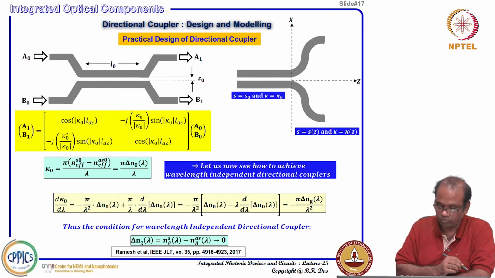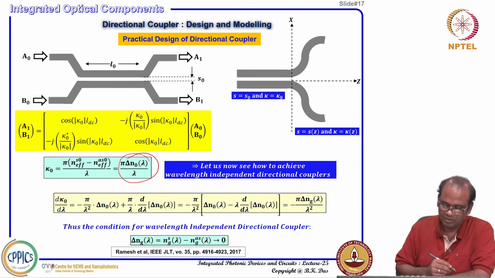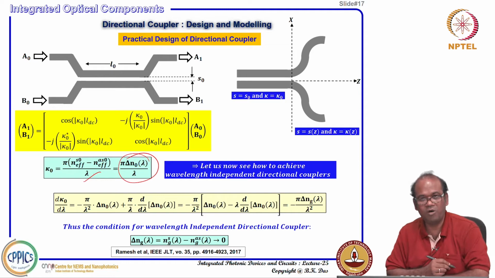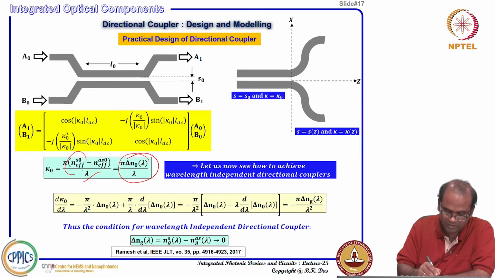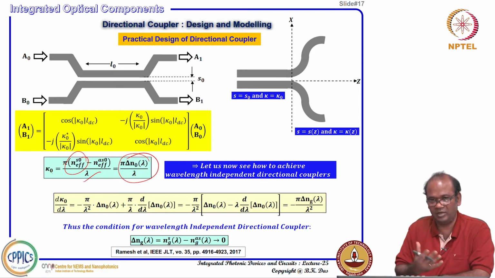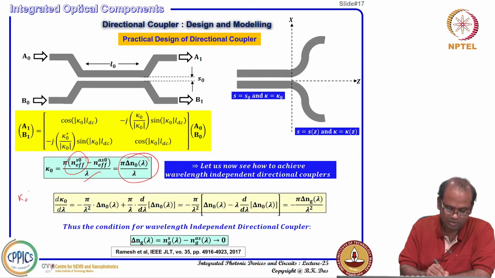So, now let us see this kappa value. Kappa naught is given by the effective index of the symmetric mode, the effective index of the asymmetric mode, and lambda also is involved. That means this kappa naught is lambda dependent. The effective indices, when you calculate them, are also wavelength dependent. So, that means kappa itself is wavelength dependent.